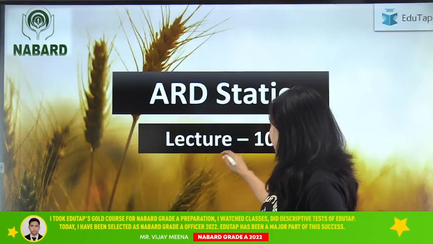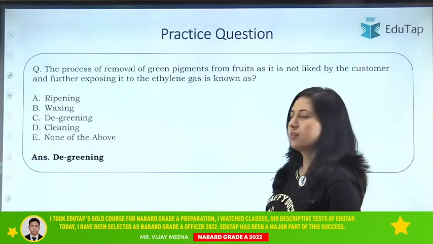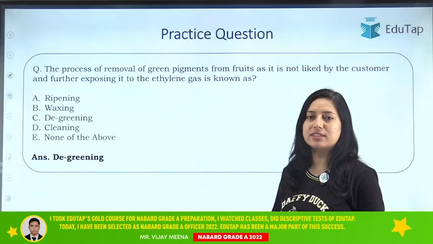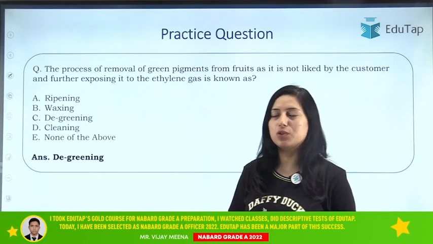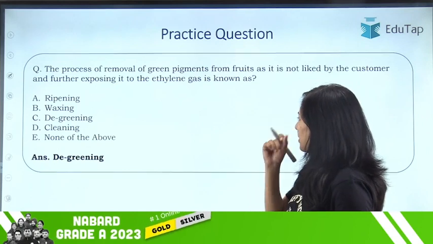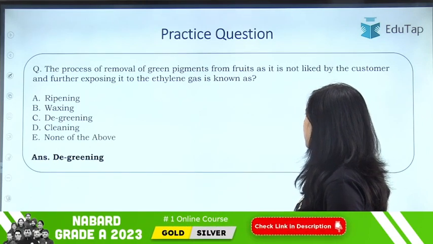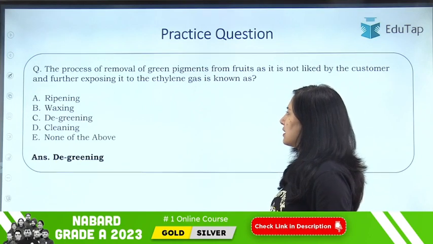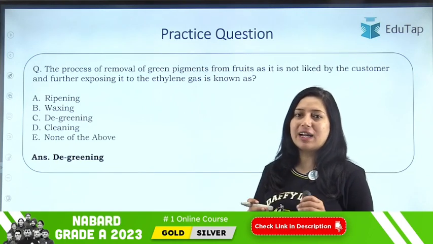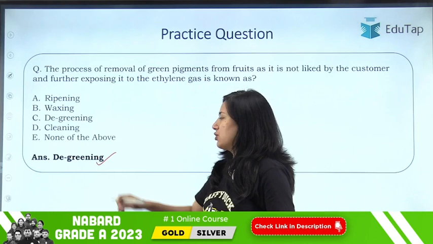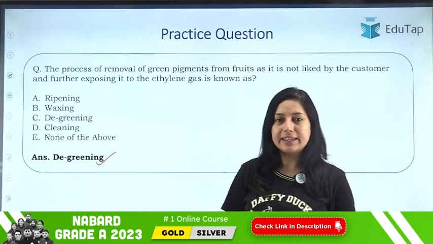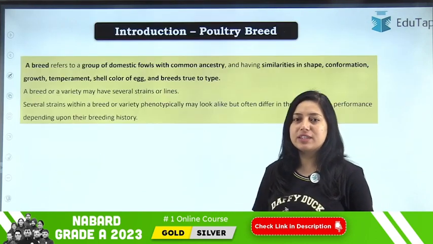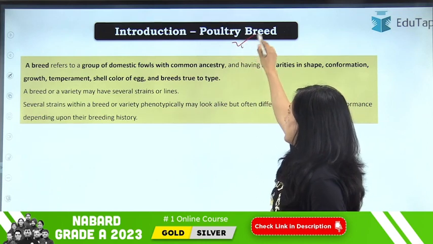Before starting this video, I have to answer the question that I have given you in the previous video, which was the process of removal of green pigment from fruits as it is not liked by the customers and further exposing it to the ethylene gas is known as. So that process is known as degreening. So the right answer here will be degreening. Now let's move on to today's topic, that is poultry breed.